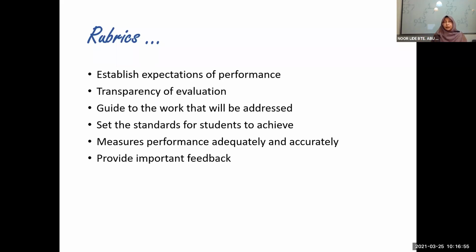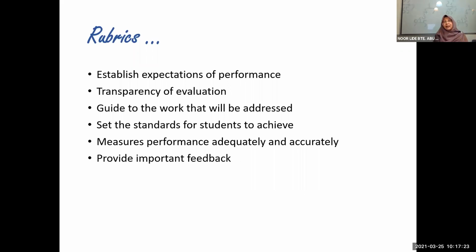Okay. It also serves as a guide to the work that will be addressed. So they know that they will be assessed on all these things. Okay. When we talk about constructive alignment, we always talk about the learning outcome, the instruction, and then the assessment. Actually, students look at the assessment first. They don't look at the learning outcome or the instruction. Their main concern is the assessment.